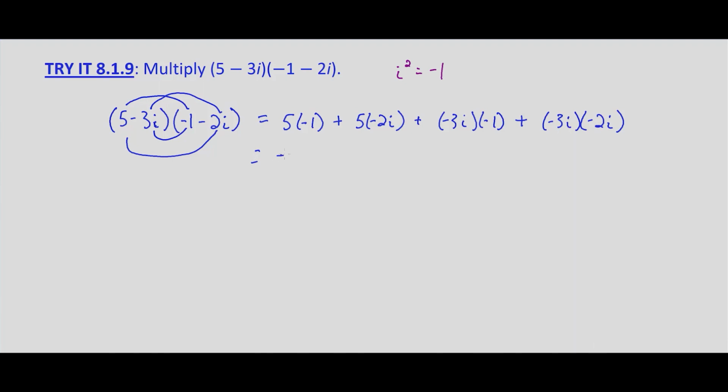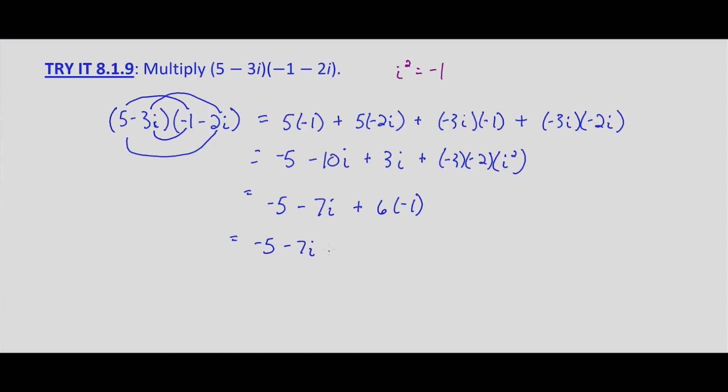So multiplying, we end up with negative 5 minus 10i plus 3i. And if we rewrite this over to the side, this is negative 3 times negative 2 times i squared, which equals negative 5 minus 7i. Again, we just treat i as if it were a variable. And then this would be plus 6 times negative 1, which equals negative 5 minus 7i minus 6. So we have the negative 5 minus 6. That's going to be negative 11 minus 7i.